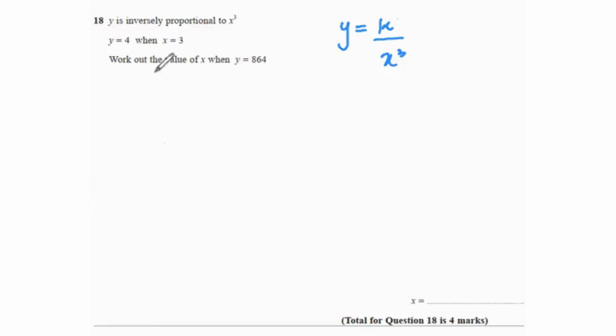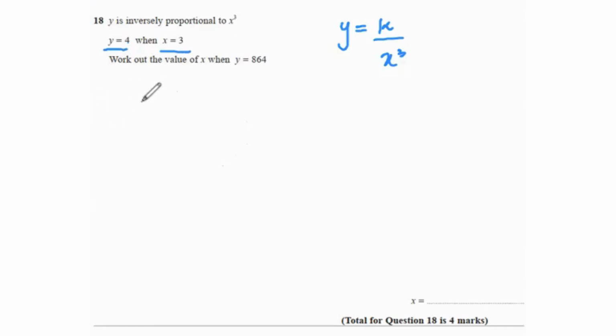So it's division. If you notice, they gave us y and they gave us x. These values are given to you so that you can find the value of k. Then you can substitute that value of k back into the equation, and then your equation would just be in terms of x. And then you can substitute the other set of values to find the unknown value. So I'll show you how to do that.